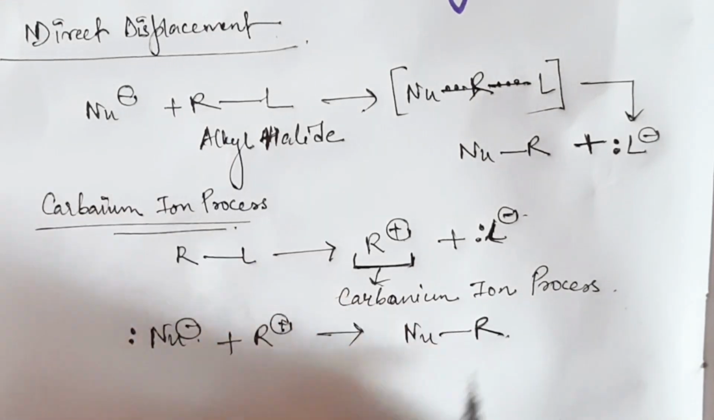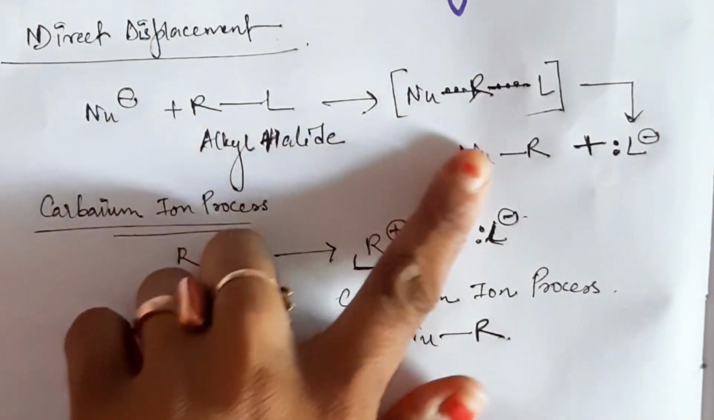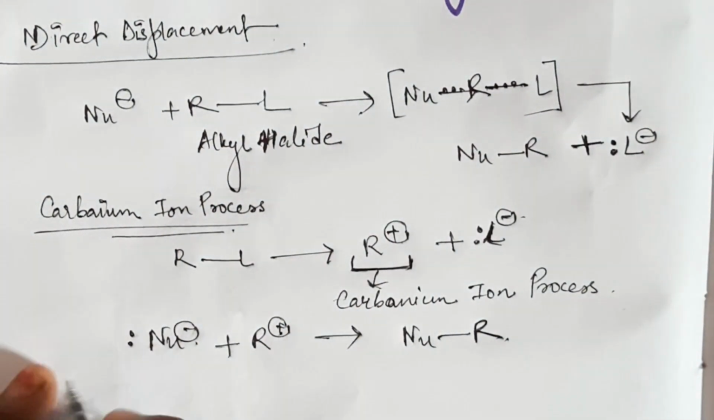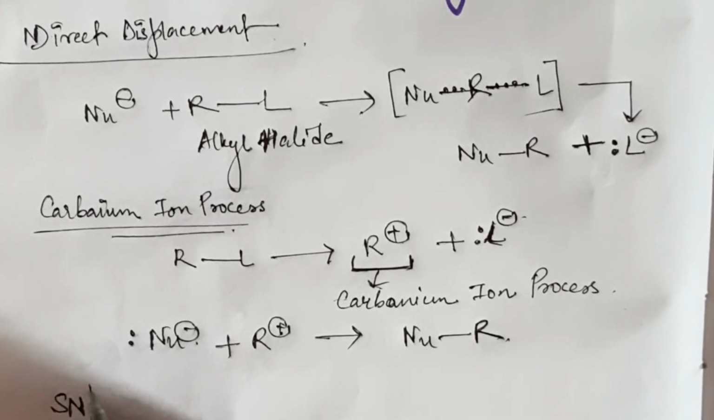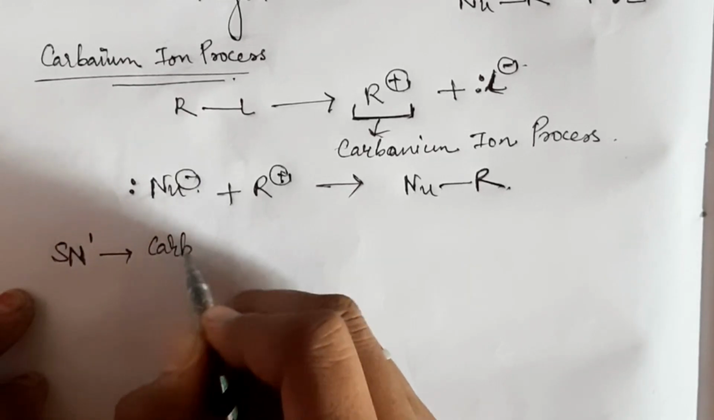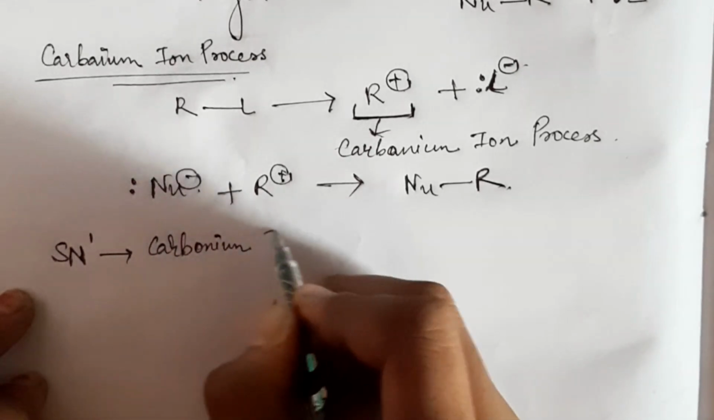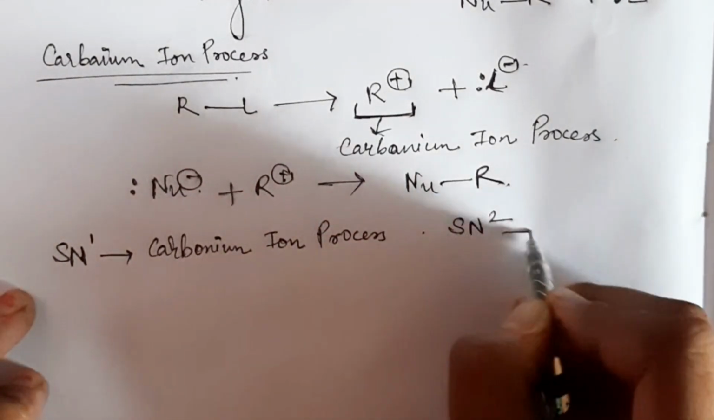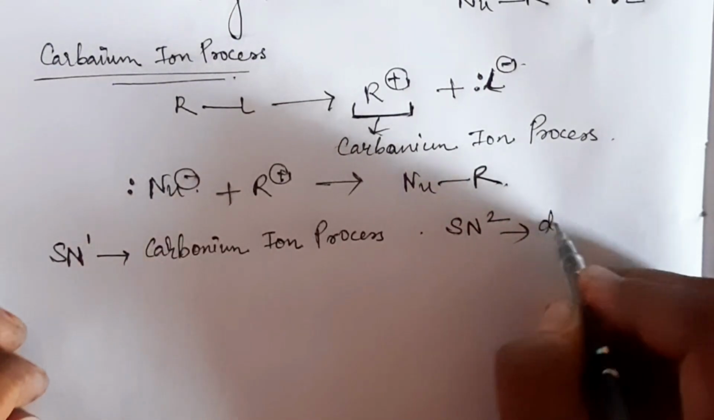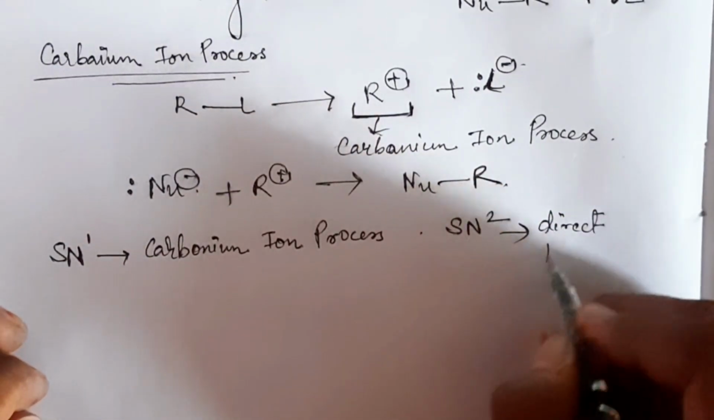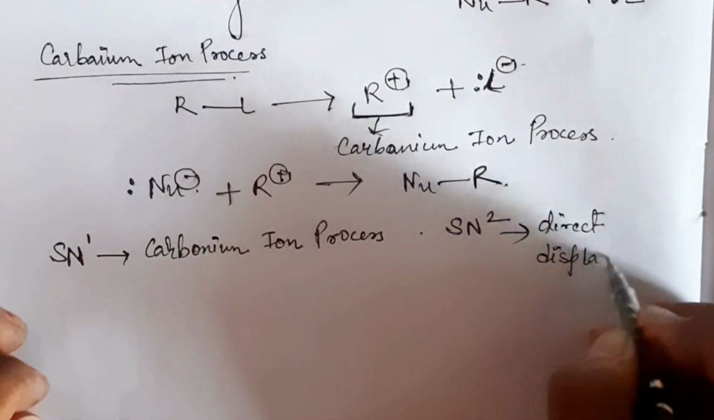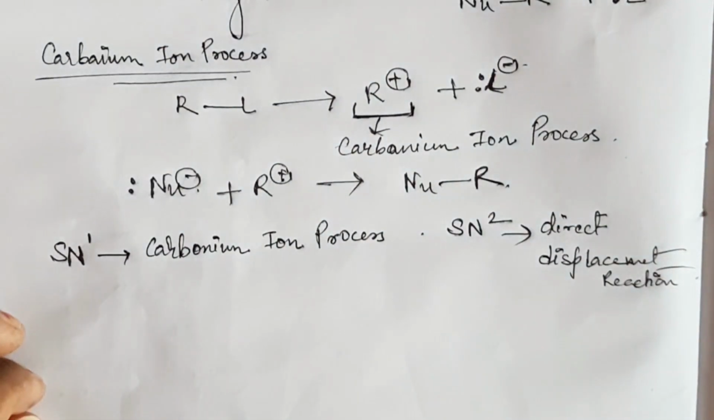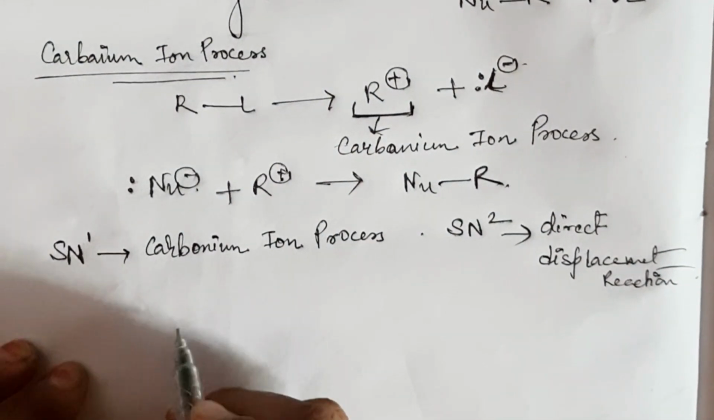So these are the two types: one is direct displacement, which happens in a single step, and the other is the carbonium ion process. SN1 is usually the carbonium ion process, where a rate determining step is also present. Whereas the SN2 reaction, which we will study further, is a direct displacement reaction. It occurs directly, in one step. Now let us first discuss the nucleophile and nucleophilicity.